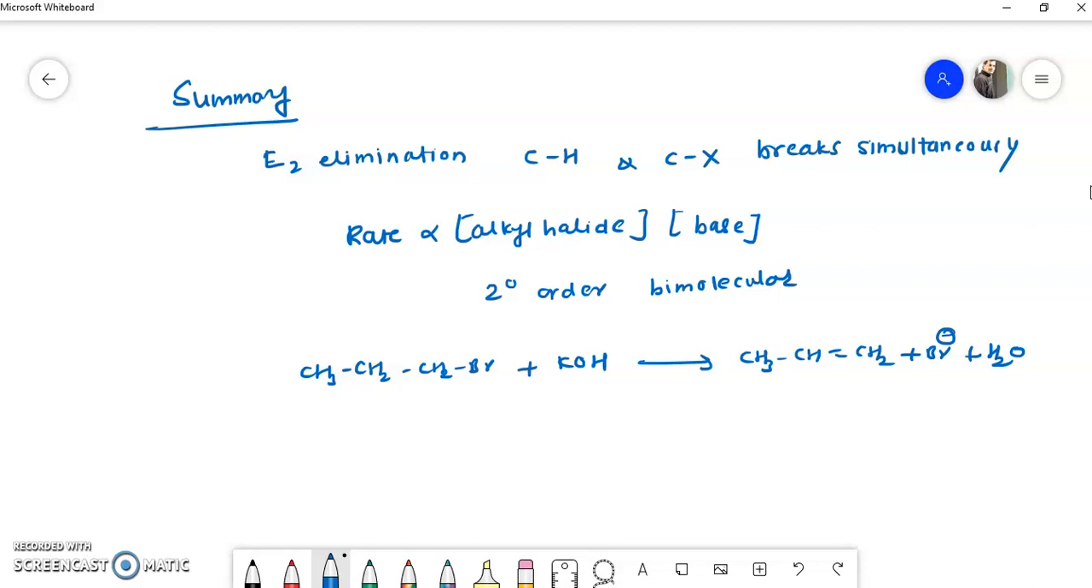In our next video, we will see what is E1 elimination reaction, its mechanism, along with example and energy profile diagram.